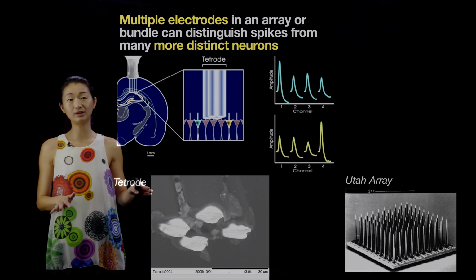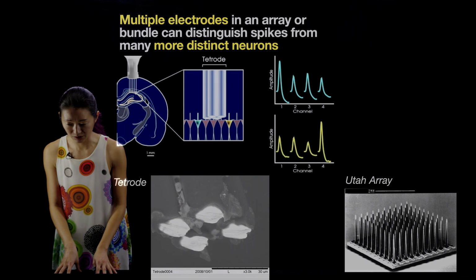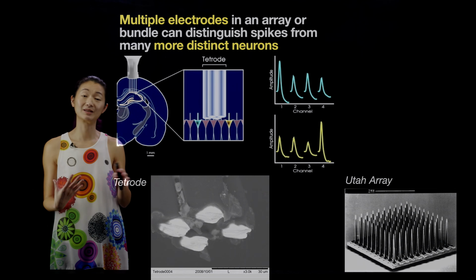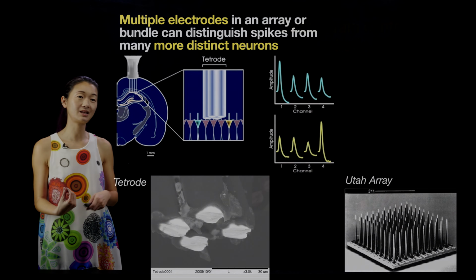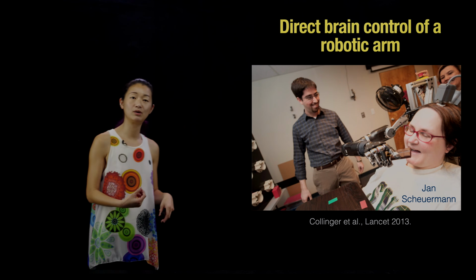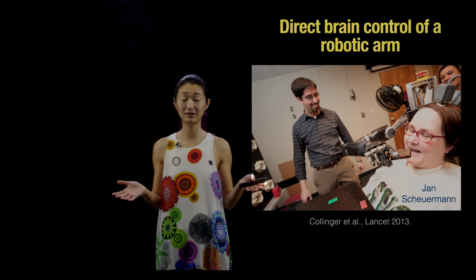Anytime you have multiple electrodes in an array or a bundle together, you'll gain the ability to record from a larger number of neurons and be able to distinguish between the different spikes inside them. Okay? That's the concept here. So using those Utah arrays, we're going to have a whole lecture later on brain-computer interfacing. I just want to give you a preview of what that's all about.